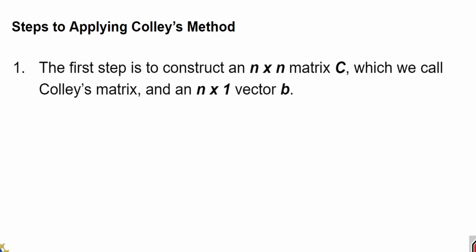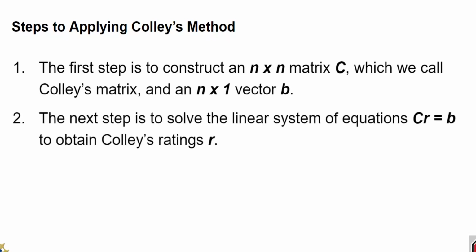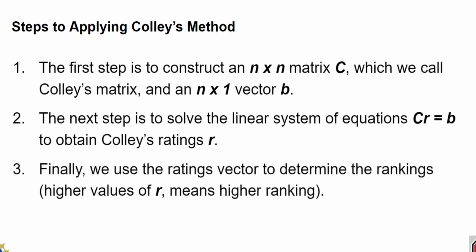The first step is to construct an n by n matrix C, which we call Coley's matrix, and an n by 1 vector B. The next is to solve the linear system of equations CR equals B to obtain Coley's ratings R. Finally, we use the ratings vector to determine the rankings. Higher values of R means higher ranking.